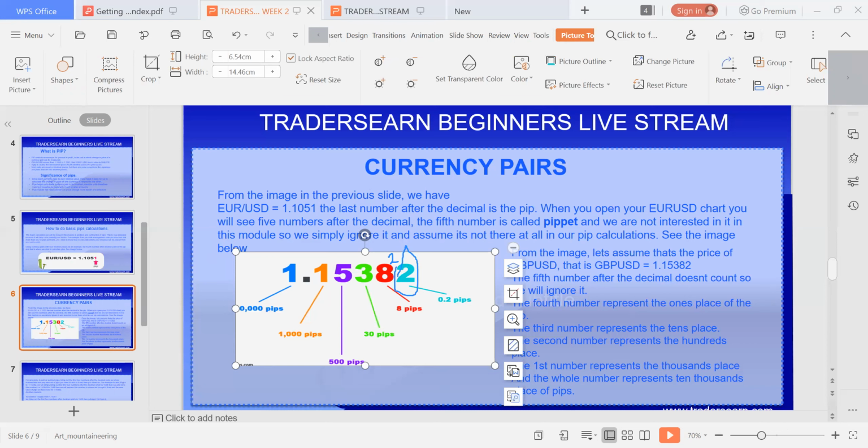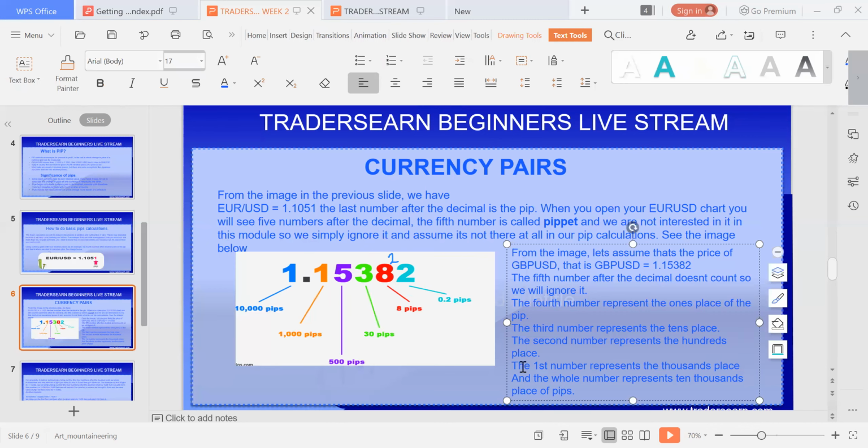Anyway you see it, just know that the last number is not essential in your pip calculation. You don't need it, or else you are using points, and in this module we'll not be using points. We'll just stick to using our pip directly. So we don't need it at all.